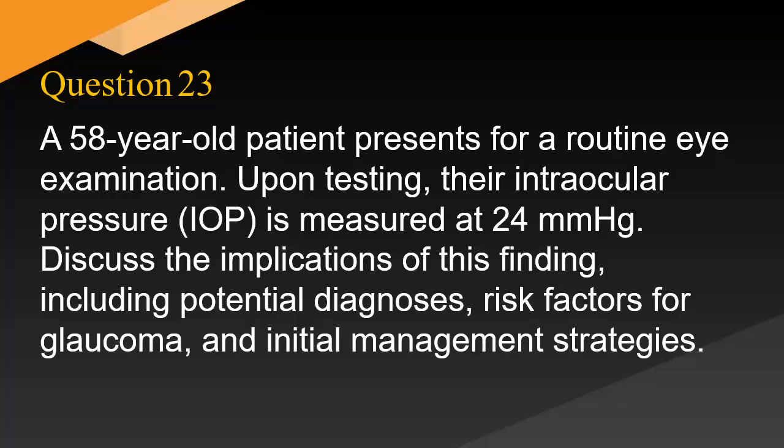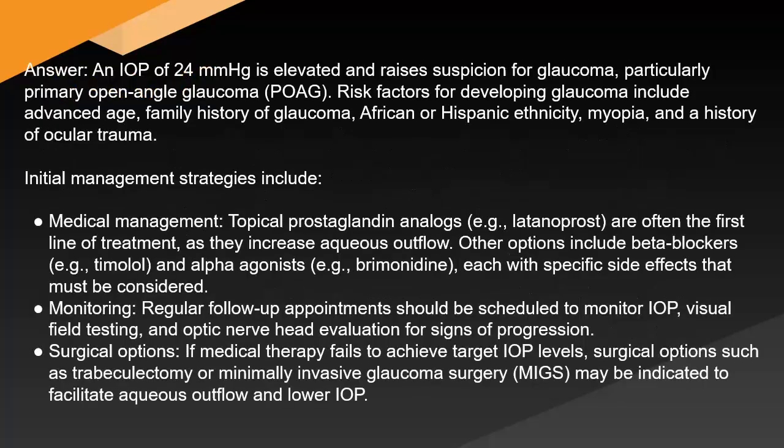A 58-year-old patient presents for a routine eye examination. Upon testing, their intraocular pressure is measured at 24 mmHg. Discuss the implications of this finding, including potential diagnosis, risk factors for glaucoma, and initial management strategies. Answer: an IOP of 24 mmHg is elevated and raises suspicion for glaucoma, particularly primary open-angle glaucoma.